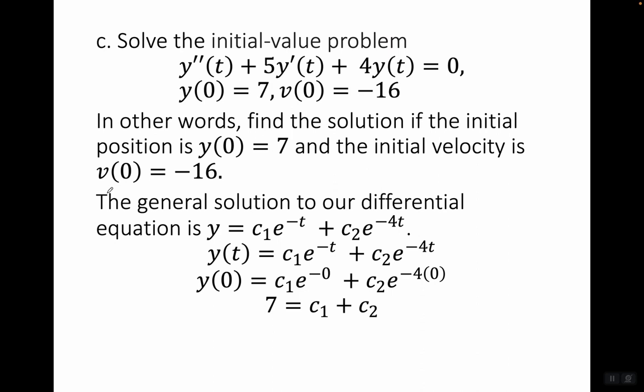The general solution of our differential equation is y equals c1 e to the negative t plus c2 e to the negative 4t. We saw that a moment ago. So let's plug in what we know. Let's plug in t equals 0. We get y of 0 equals c1 e to the negative 0 plus c2 e to the negative 4 times 0. In other words, 7, because y of 0 equals 7, we saw that a moment ago, equals c1 plus c2, because e to the 0 equals 1.